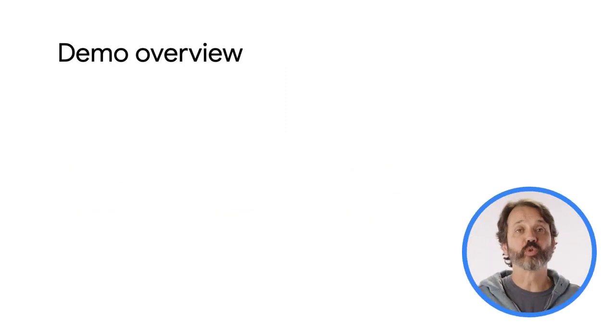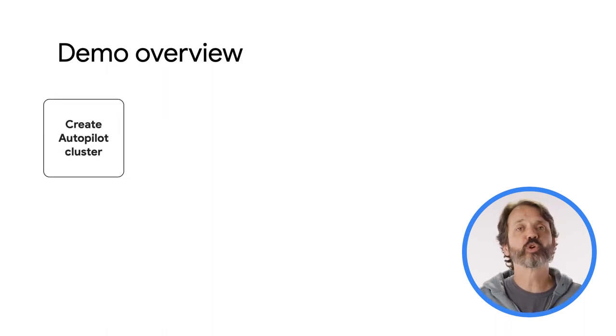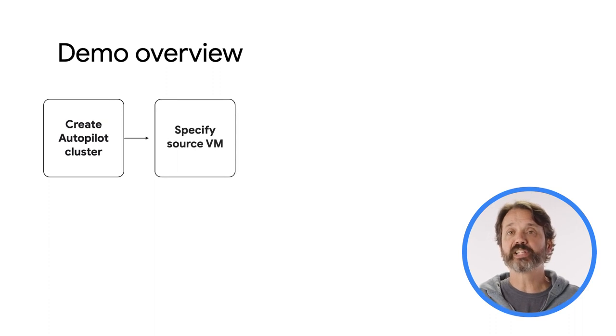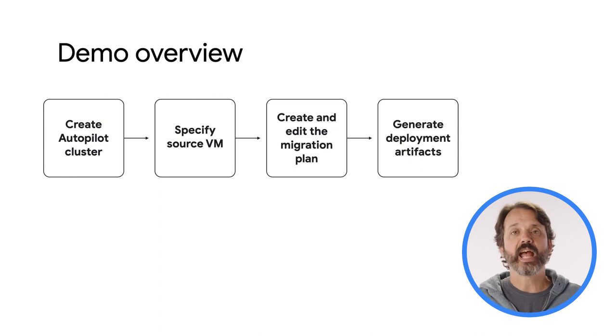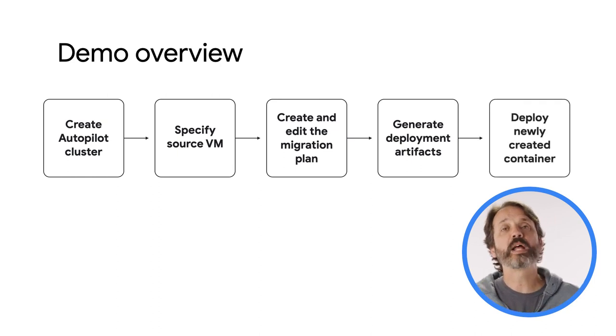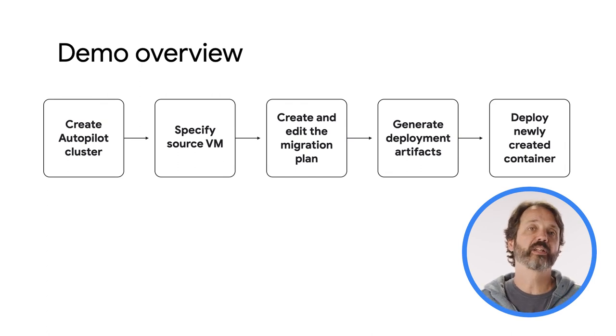Let's double back and drill down a bit into the steps associated with the third phase and what you'll see in the upcoming demo. First, we'll create a GKE Autopilot cluster. Then we're going to provide Migrate to Containers a source VM. The migrate process will inspect the VM and generate a migration plan that we can edit as needed. From there, it will generate the deployment artifacts and a build script which we will use to build a Docker container. We'll then deploy that container onto our Autopilot cluster. With that, let's jump into our demo.